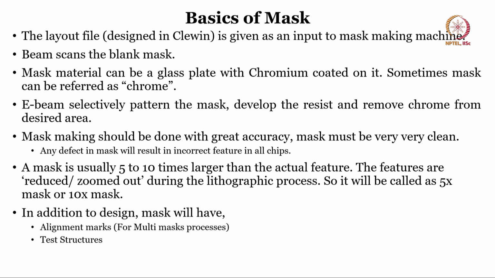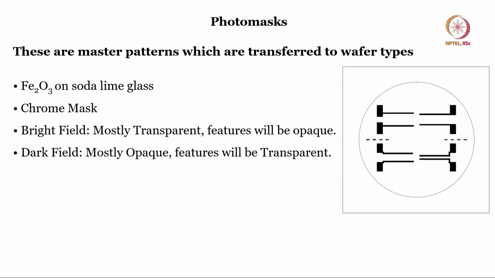Now there are certain alignment and test structures, and we will take the example of this alignment test structure in the next class, where we will take a lithography and perform a two-step process to fabricate a device. In that you will see how alignment marks like these are useful for aligning the wafer with the second mask, third mask and subsequent masks.